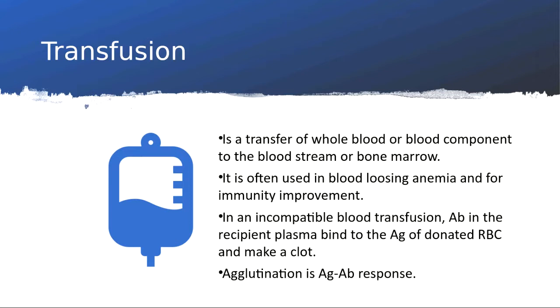However, the normal component of one person's RBC plasma membrane can trigger a damaging antigen-antibody response in the blood of the transfusion recipient. So, if we have an incompatible blood transfusion, we may have some reaction in the body of the recipient. This reaction is called agglutination.